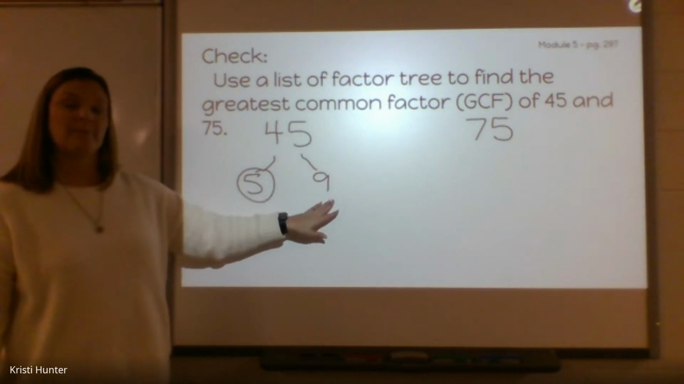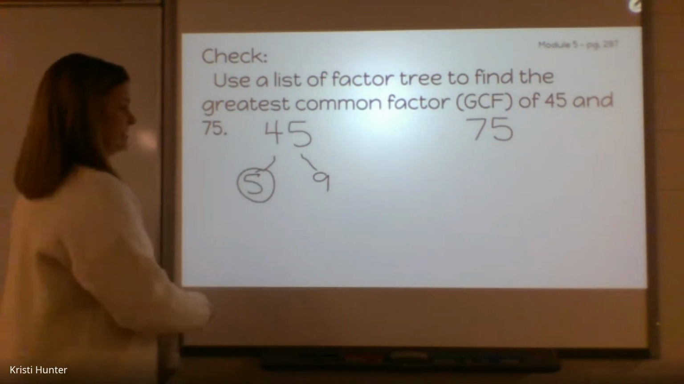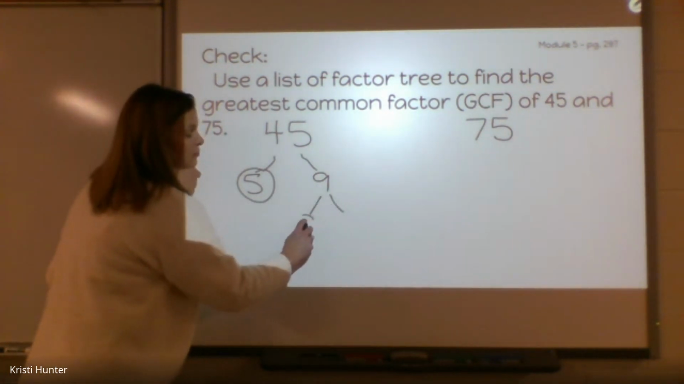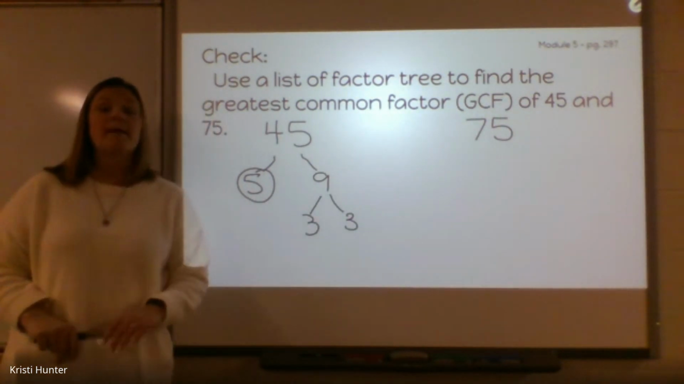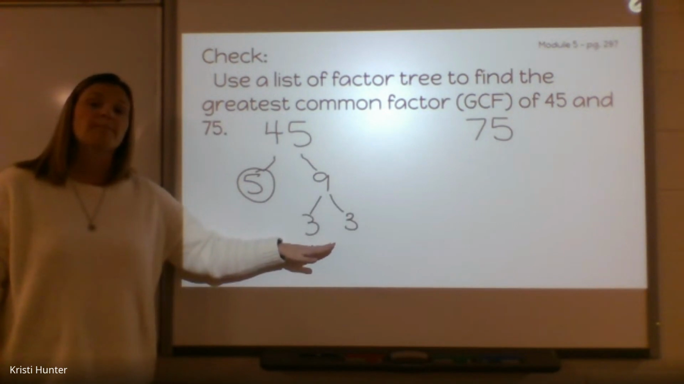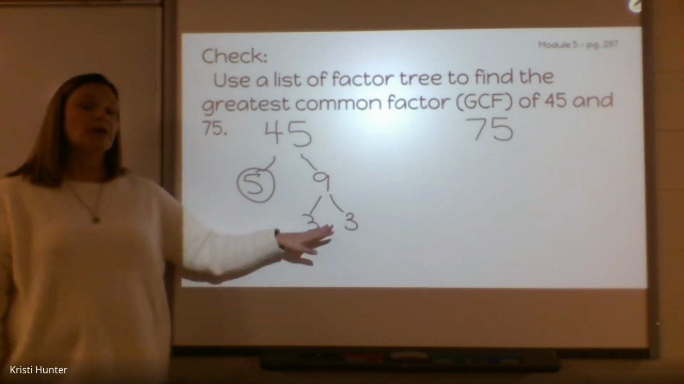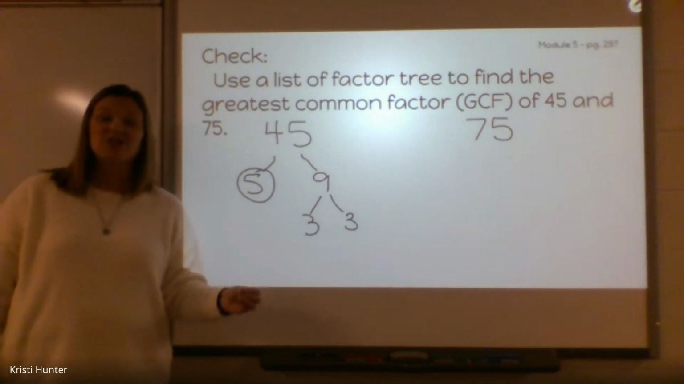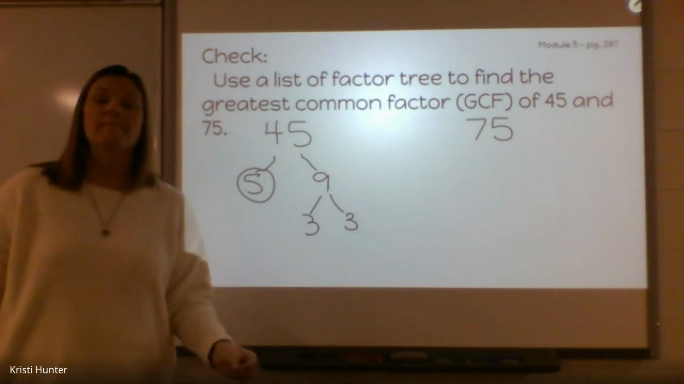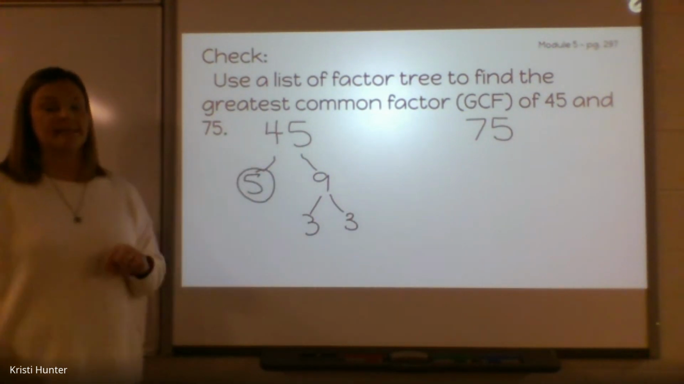So let's see, can I break apart 9? My answer is yes, I can break apart 9. It will break into 3 times 3. Remember, when we're making factors, we're multiplying here. We're not adding. I don't want to know what plus what. I'm multiplying. Factors means what we are multiplying together to get our big number at the top.